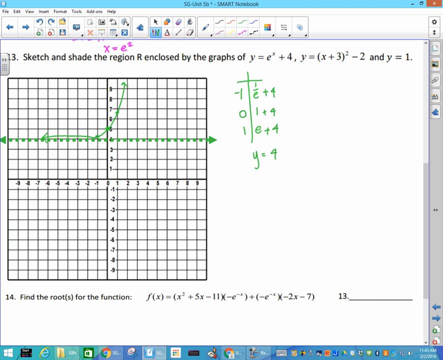Okay, so my next one is a parabola with a vertex of negative 3, 2. That's my vertex, and there's no a value.